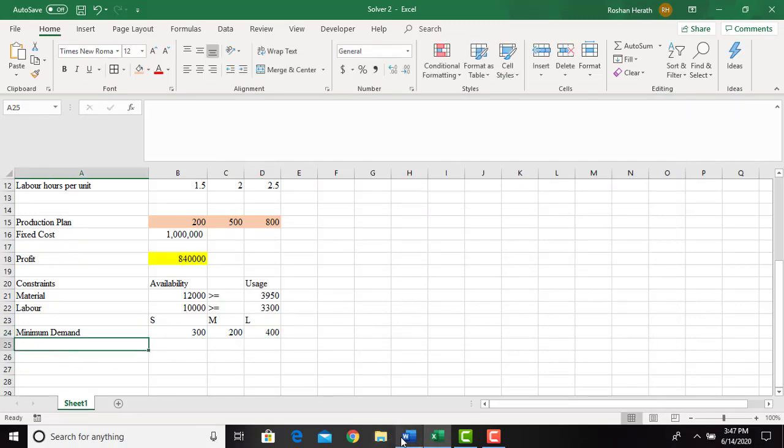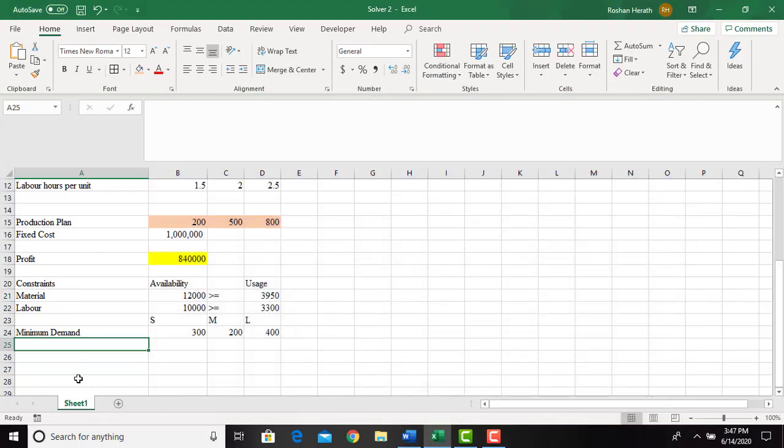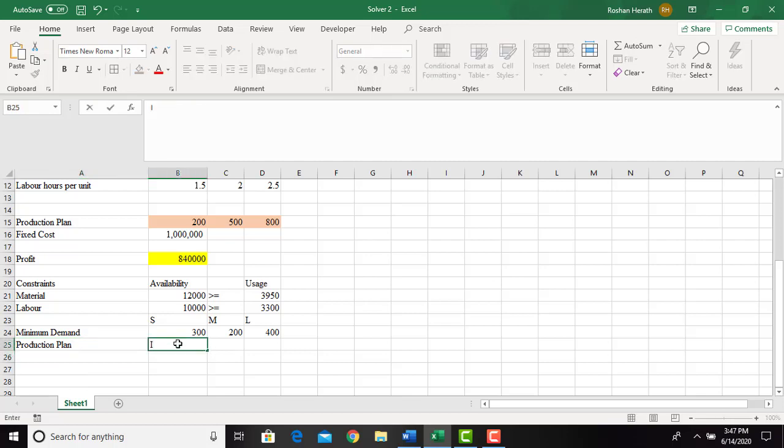Then the fourth constraint is about the production plan. It should consist of completed units. That is, in the sense, the production plan should be integer. So it is integer.